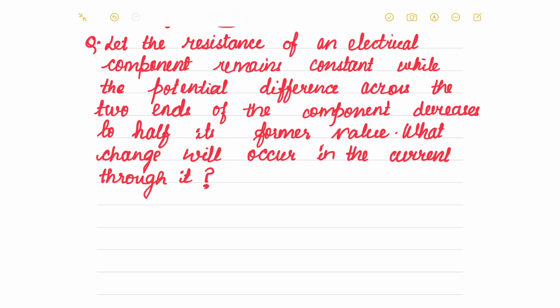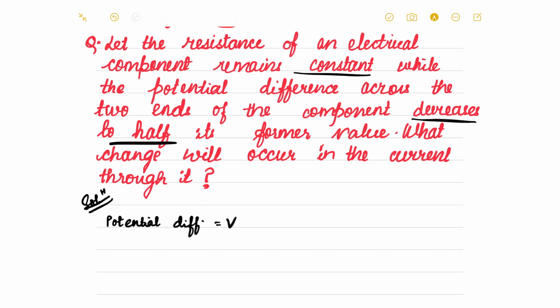The question reads: let the resistance of an electrical component remain constant while the potential difference across the two ends of the component decreases to half its former value. What change will occur in the current through it? So the solution will be: consider initially the potential difference to be V and the current to be I and the resistance to be R.